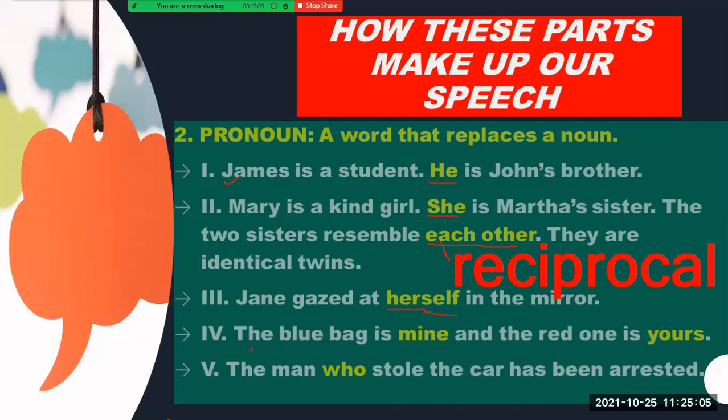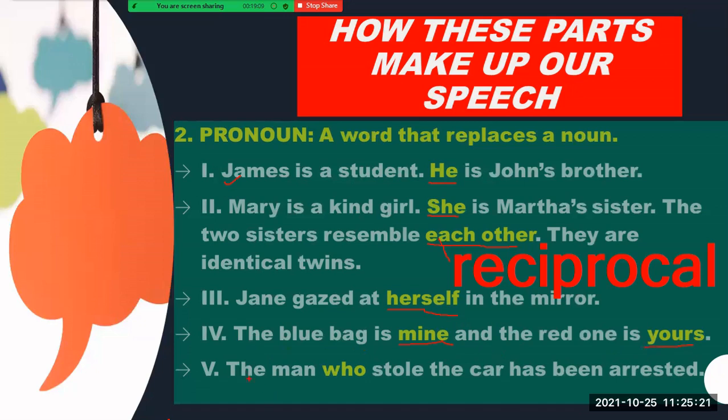Now, example IV, the blue bag is mine. This is a possessive pronoun, a pronoun that indicates possession. And the red one is yours, which is another possessive pronoun.